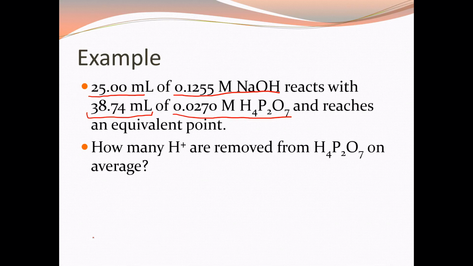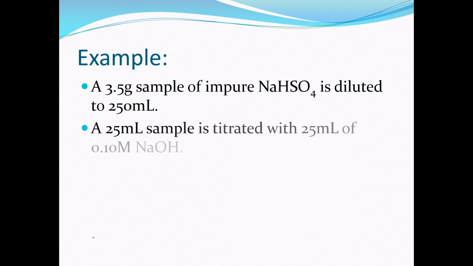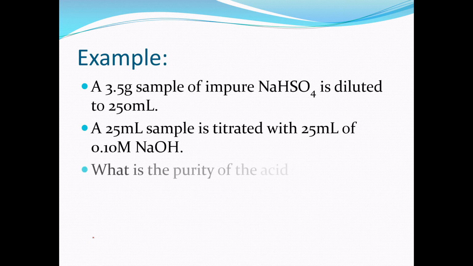Now the third example deals with how we can use titration data to calculate the purity of the acid in question. So here's an example where we dissolve some impure sodium bisulfate and dilute it to 250 milliliters. Then we titrate not the entire sample, just a 25 milliliter sample of this, with 25 milliliters of 0.10 molar NaOH, and it asks us what is the purity of the acid.